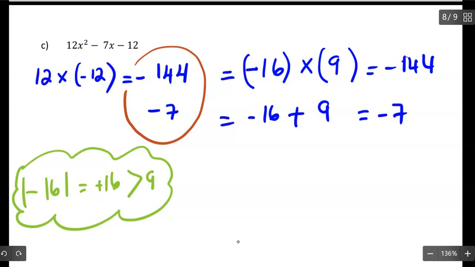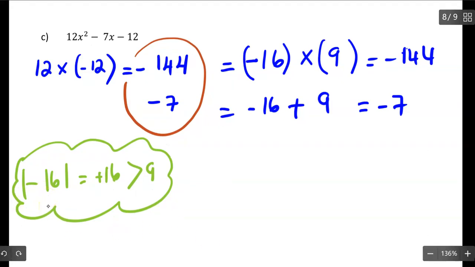Okay, so that's why I was saying the absolute value of 16. So this is the absolute value here of 16, which will be a positive 16, and positive 16 is greater than 9. So your negative number's absolute value has to be greater than your positive number in order for your result to take the negative sign. Alright, so after we got this, we can break this into 2.